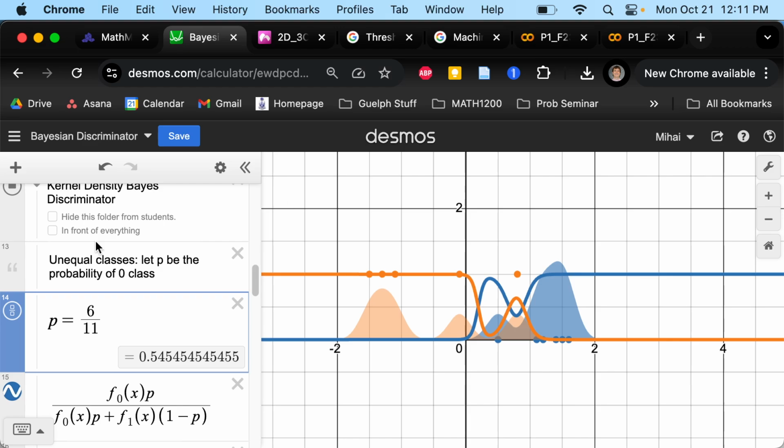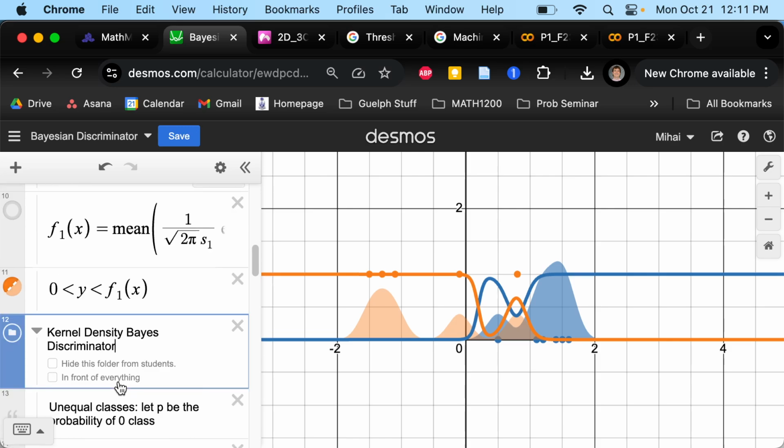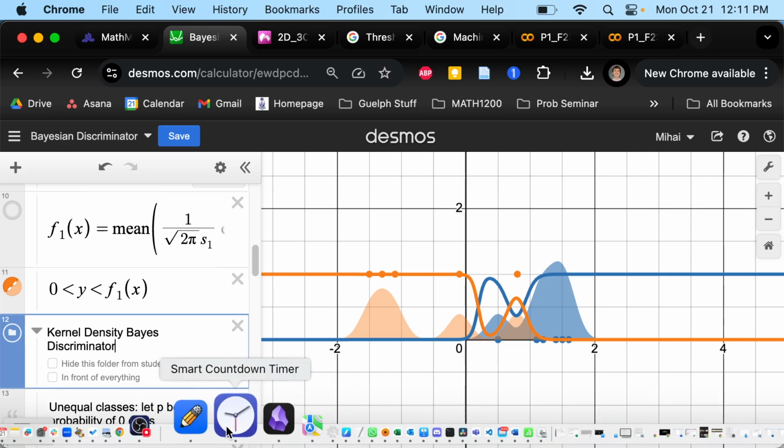Okay, so that one is something you haven't seen before, doing this Bayesian classification with the KDE, the kernel density estimator, and I called it the kernel density Bayesian discriminator. Okay, let's do the other ones.